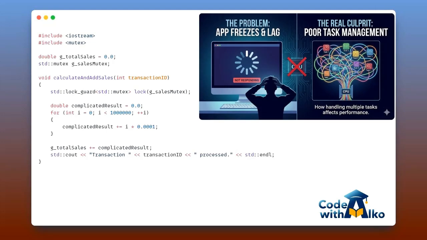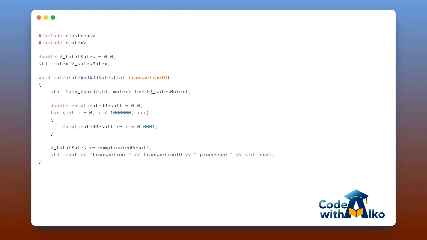Ever had an app freeze up exactly when you're trying to do something important? Or maybe you invested in a super fast computer, but your software still feels slow and sluggish. Well, guess what? Most of the time, the hardware isn't the culprit, it's how your software handles multiple tasks. Today I'm going to reveal a powerful secret to building blazing fast modern C++ apps. Concurrency. Specifically, I'll show you one golden rule that'll instantly boost your code's performance.